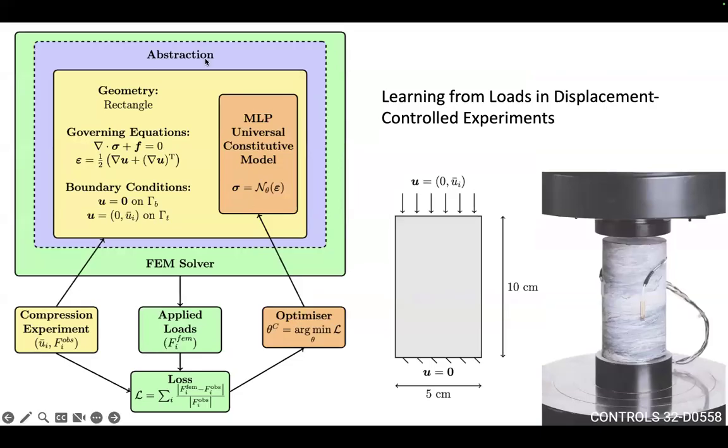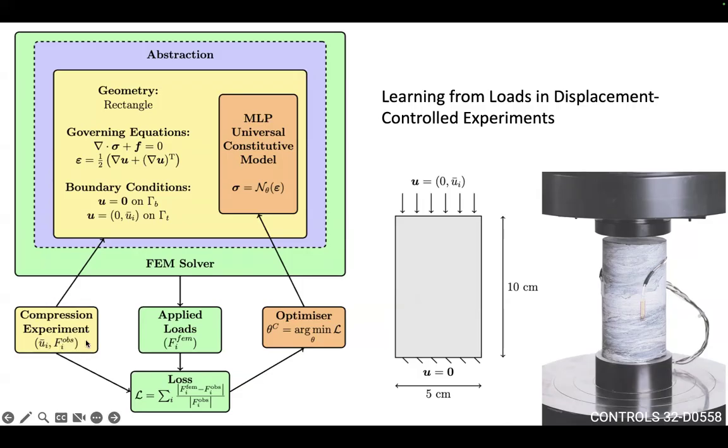So in this example, let's start with the experiment. We have a compression experiment. Say that you have your rock and you do a uniaxial compression test in a displacement controlled fashion. So you apply a displacement and you measure the load with the load cell. In your experimental data, you have a bunch of imposed displacements and loads recorded during the test.